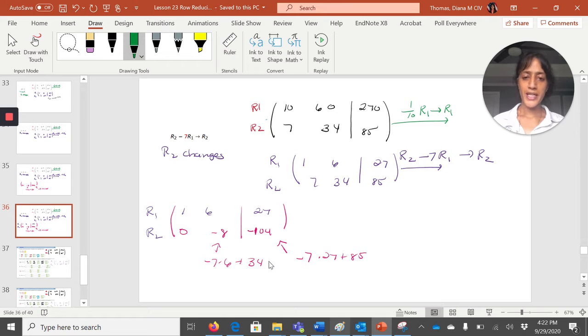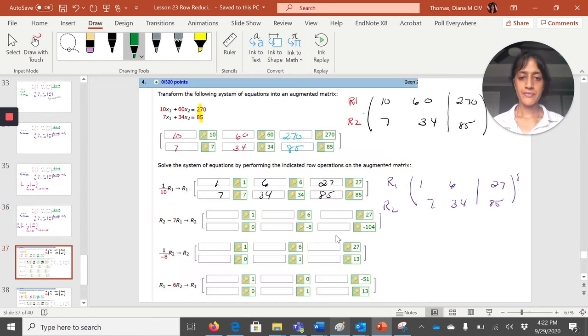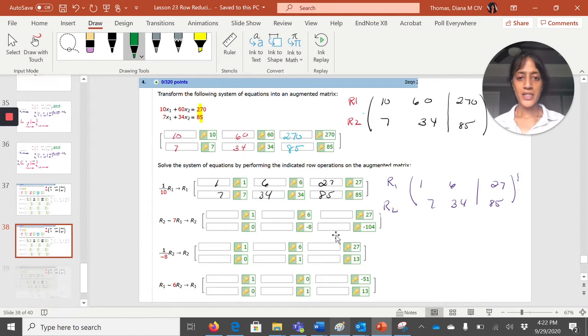Row 1 won't change. This is what I get for row 2, the new numbers. And what I did here, just to be specific, is I took -7 times row 1. So this was -7 times 6 plus 34. That was the old number there. That gave me the -8 here. -7 times 27 plus 85 gave me the -104 here. So what goes here?